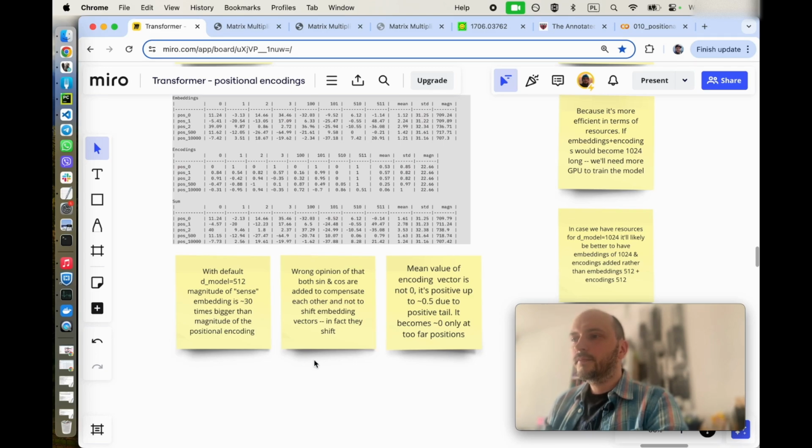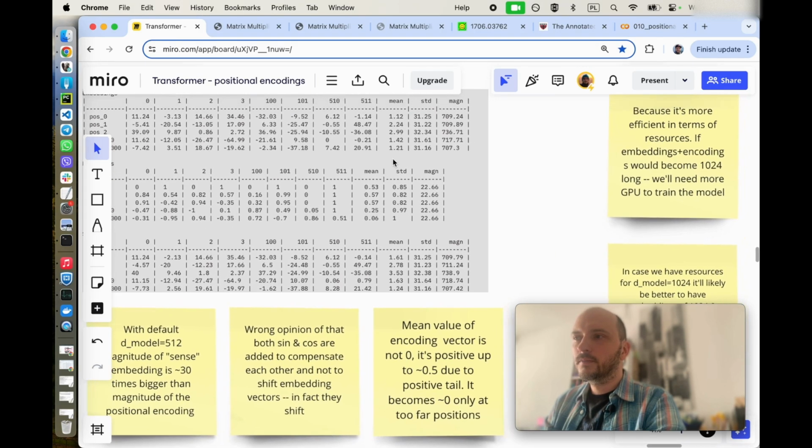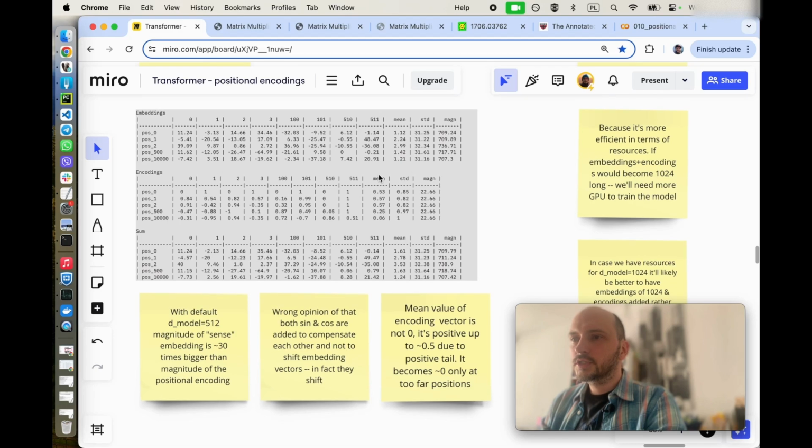And I heard such an opinion that sine and cosine are present in the encoding vector in order to compensate the impact. So if sine is positive, cosine will be negative, and thus there will be no bias. So the vector of embeddings won't be changed in mean. But in reality, it is changed just because encodings are not symmetrical. So sine and cosine are not symmetrical.